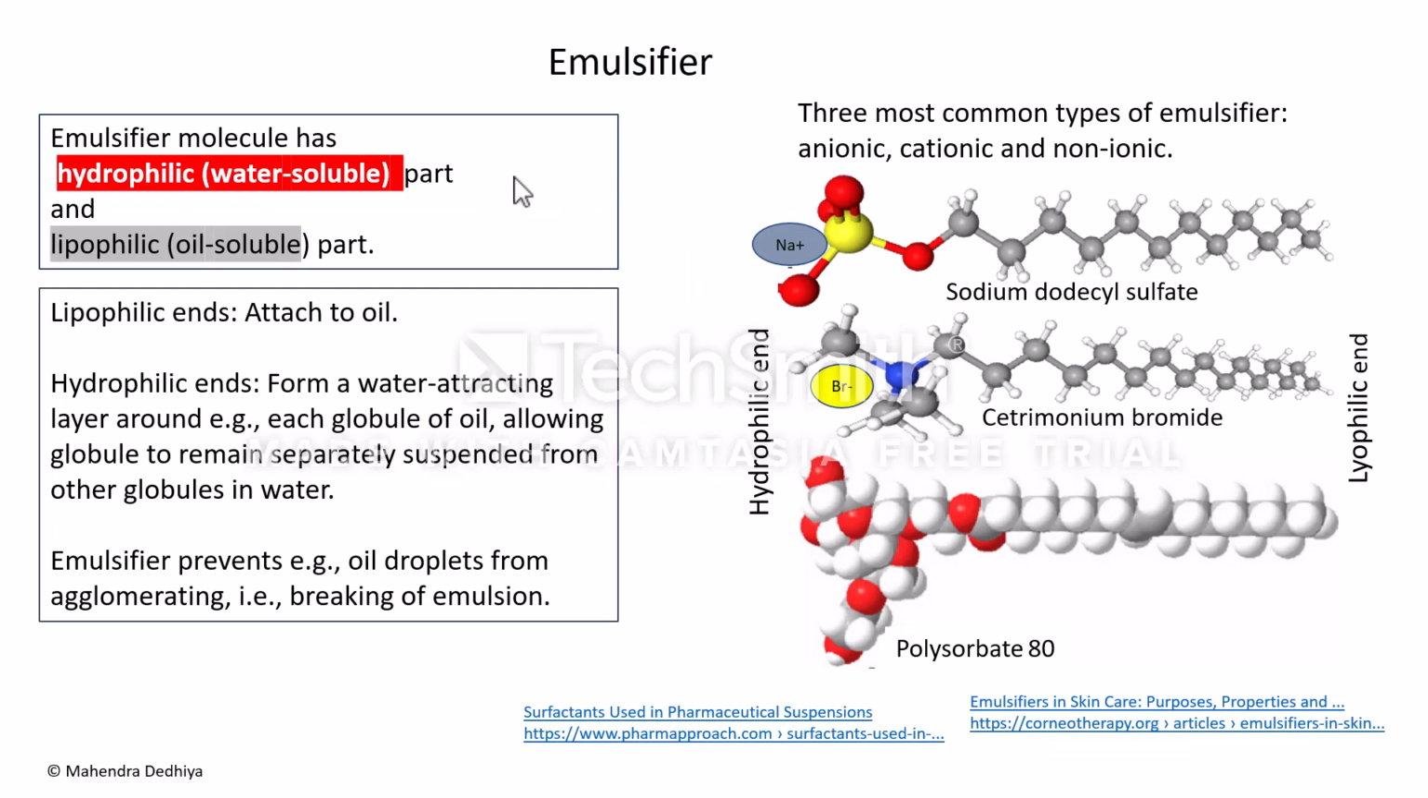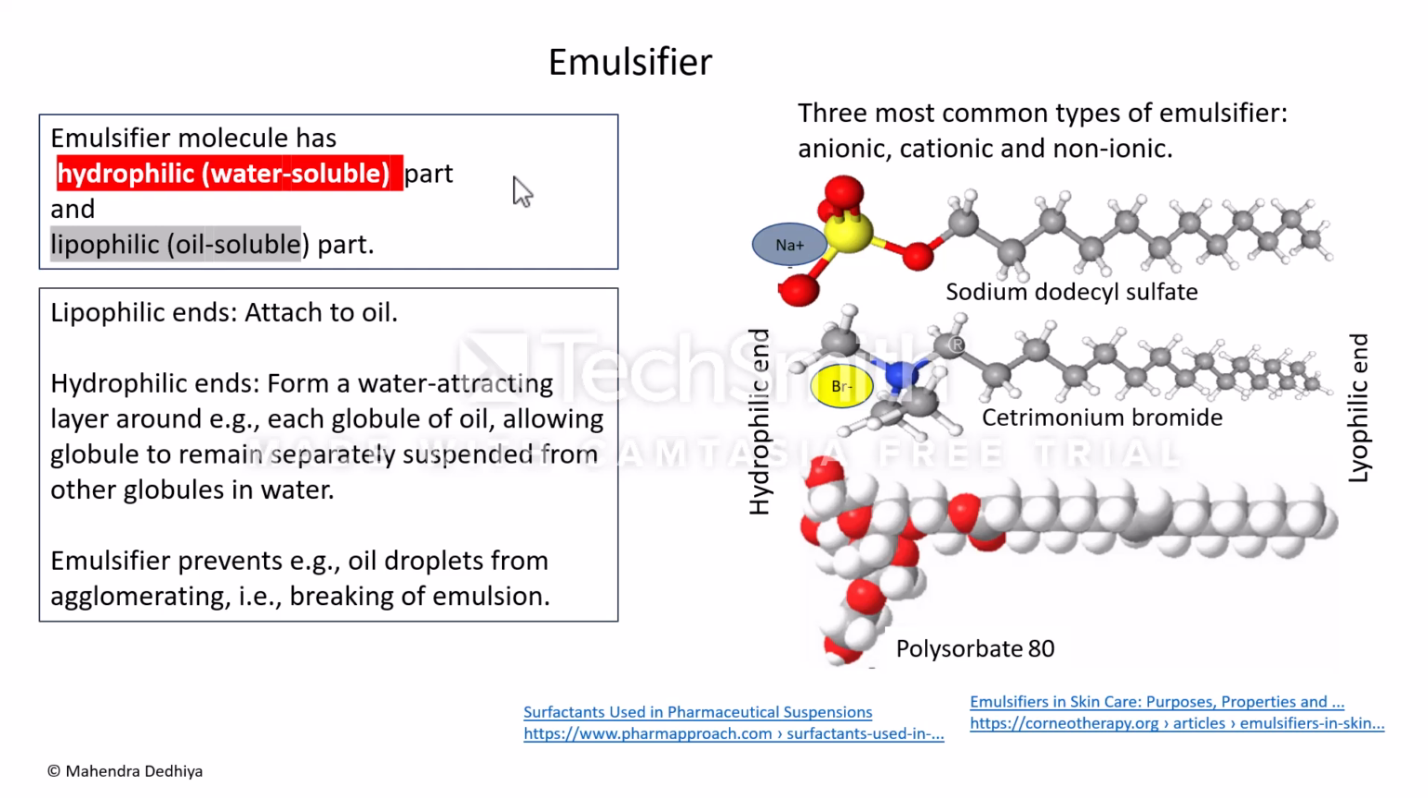Emulsifiers, physicochemically, have a unique property. They have a hydrophilic water-soluble head and an oil-soluble tail. The lyophilic end attaches to oil, i.e. that portion dissolves into oil or mixes into oil. The hydrophilic, water-loving portion of it remains in water. On the interface between water and oil, emulsifier distributes itself and it prevents oil droplets from agglomerating, i.e. breaking of an emulsion into two phases.